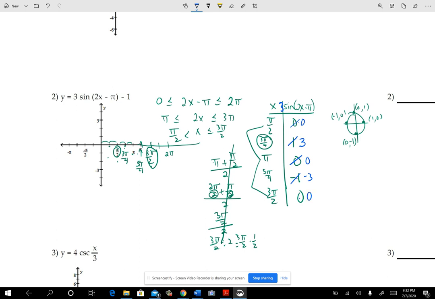And so maybe the first thing I'll graph is really just going to be this piece. Okay? So pi over 2 will be at 0. 3 pi over 4 is going to be up at 3. Pi is going to be back at 0. 5 pi over 4 is going to be at -3. And then 3 pi over 2 is going to be back at 0. So it has that typical look of the sine graph right here, going up to 3 and down.